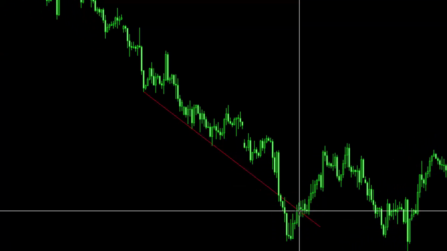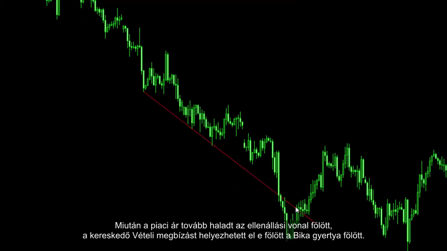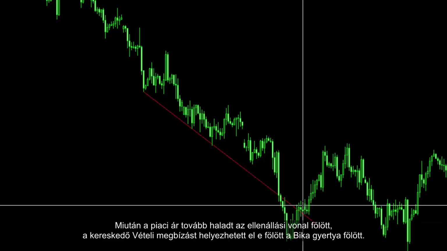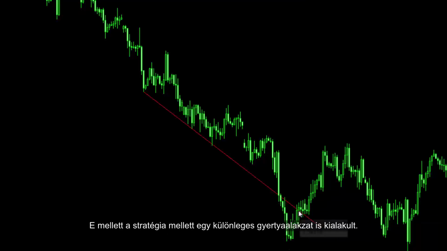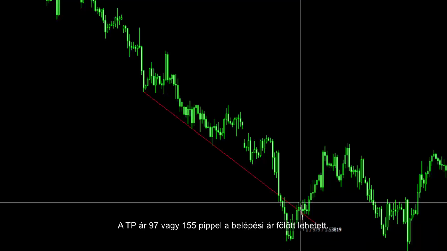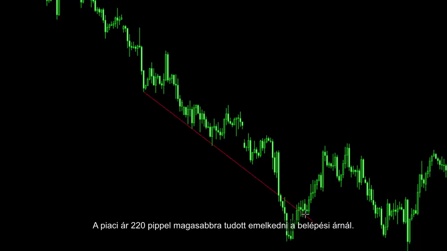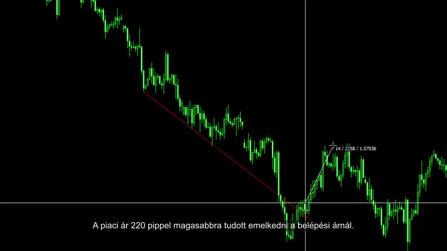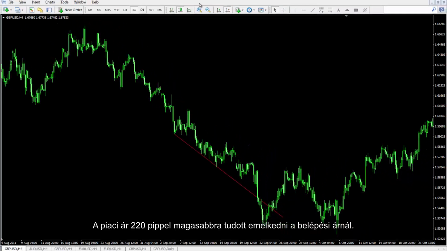attempts. After the market price proceeded over the resistance line, a trader could place a buy order over this bullish candle. Alongside this strategy, special candle pattern has formed here too. TP price could be 97 or 155 pips higher than the entry price. Market price could increase 220 pips higher than the entry price.